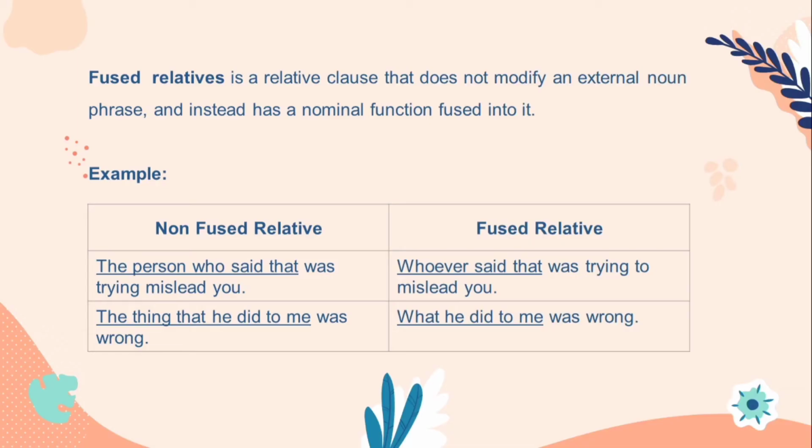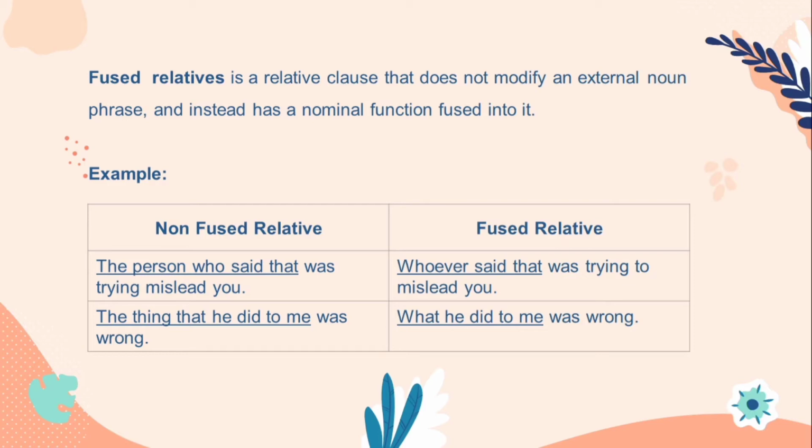Now I will explain about the fused relative. A fused relative is a relative clause that does not modify an external noun phrase and instead has a nominal function fused into it. In English grammar, a fused relative is a type of relative clause, a word group beginning with a WH word that contains the antecedent within itself.